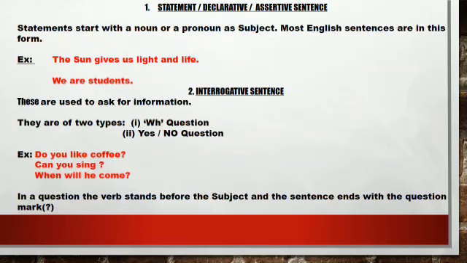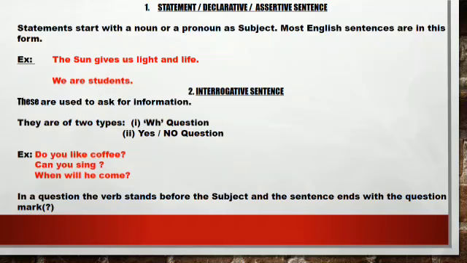Now what is a statement? A statement starts with a noun or a pronoun as a subject. Most English sentences are in this form. So here you can find out the examples. The sun gives us light and life. We are students. So the basic structure of the statement is S plus V plus O, that is subject plus verb plus object. Then interrogative sentence, that is question, and interrogative sentences are of two kinds.